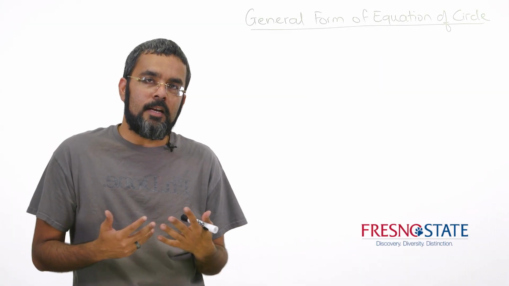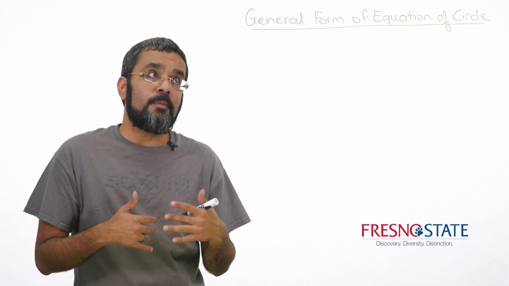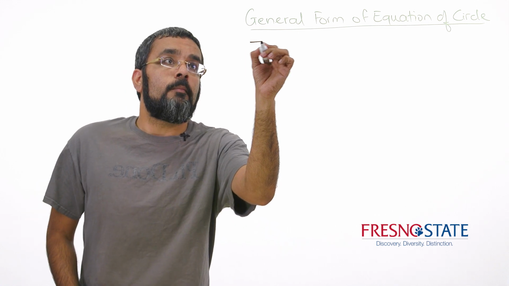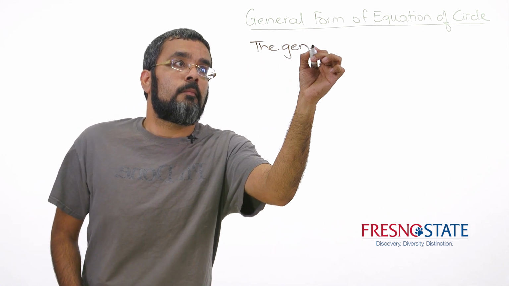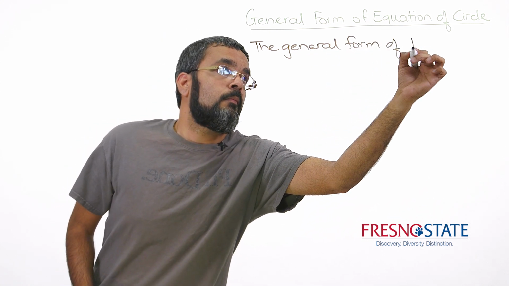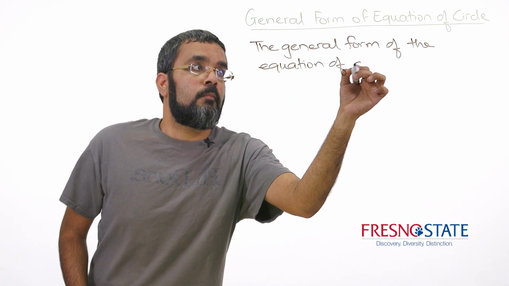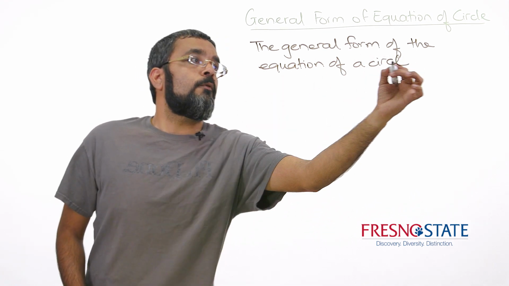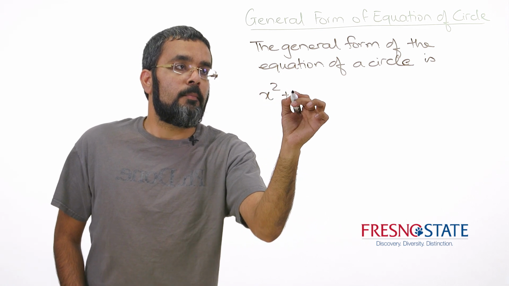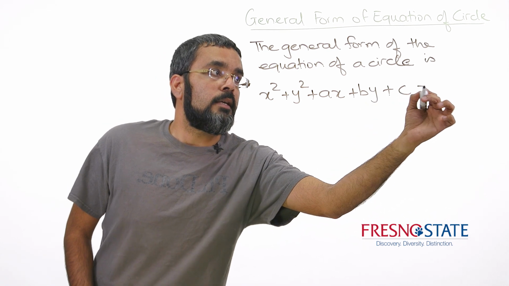Okay, so just like we had the standard form, every time they give you a circle, it's not going to be in standard form. We have something called the general form of equation of a circle, and that goes as follows. The general form of the equation of a circle is given by x squared plus y squared plus ax plus by plus c equal to 0.